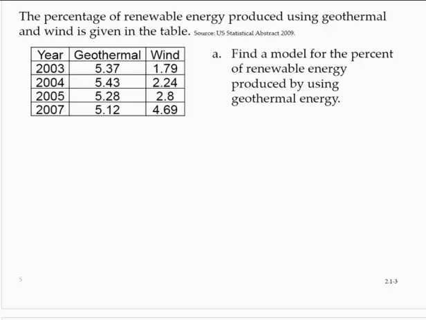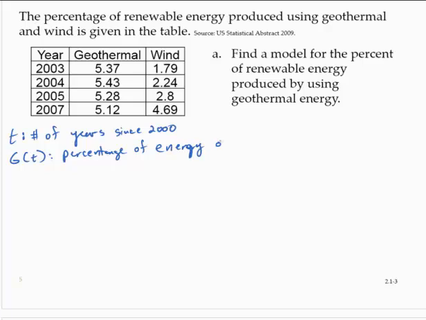All right, so first a little bit of setup. Let T be the number of years since 2000, and we'll call G of T the percentage of energy produced by geothermal.